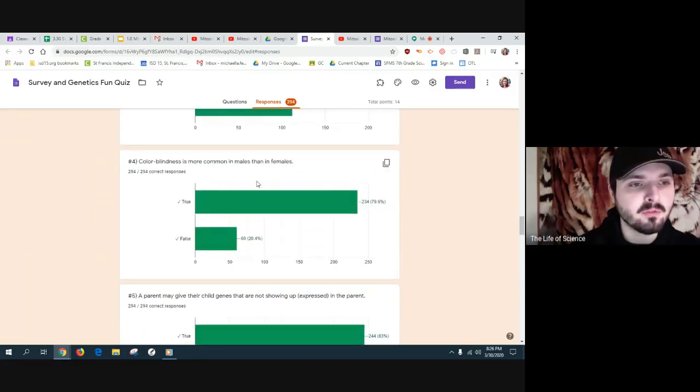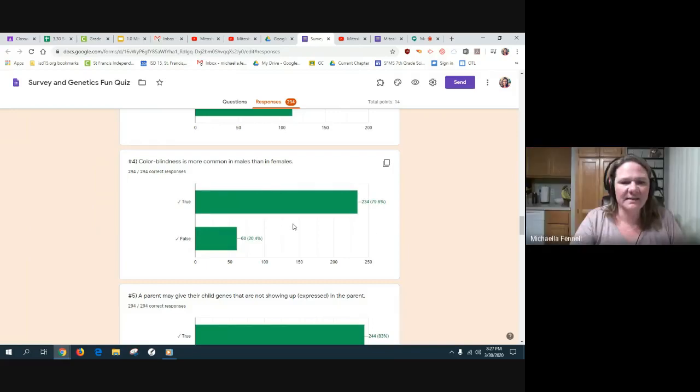All right. Number four, color blindness is more common in males than in females. 234 of you said true and 60 of you said false. The answer is true. We're not going to go too far into it, but basically it's a gene that's on the X chromosome. So we'll actually learn how this is inherited when we learn how to do Punnett squares at the end of the chapter.